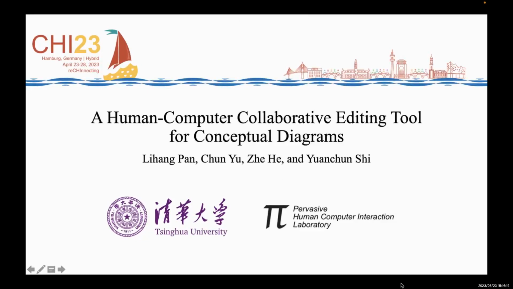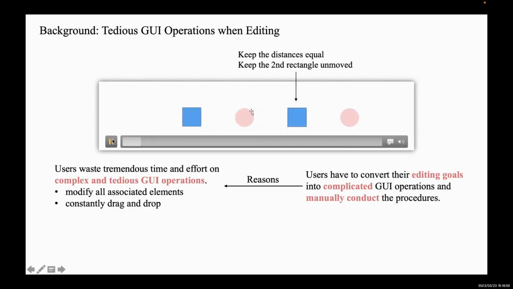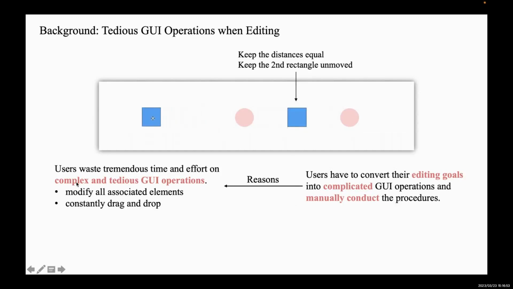Today, I'm going to introduce our paper, a human-computer collaborative editing tool for conceptual diagrams. Editing conceptual diagrams is a typical office task, which involves complex and tedious operations in current GUI interfaces. For example, to increase the distance between four elements while keeping the position of the second square unchanged, users need to manually drag and adjust each element one by one. This is because users have to convert their editing goals into complex operations and manually perform them in the GUI.